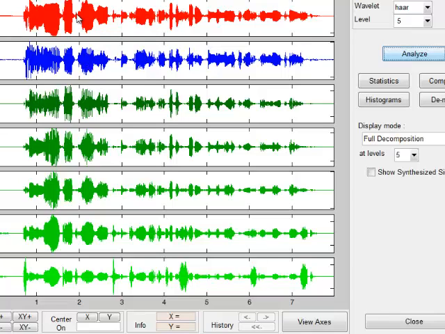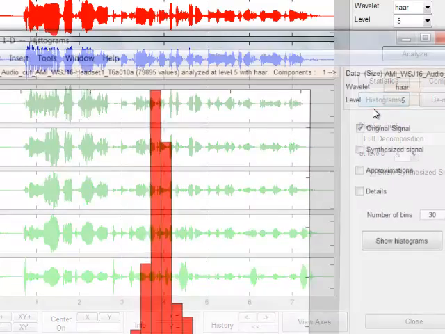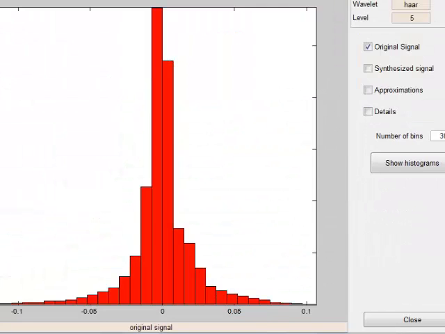It's almost the same as the signal. The amplitude is much less than the signal itself. But then you have the details of the signal at different levels: D1, D2, D3, D4, D5. These are the details of the signal. So let's see the histogram.